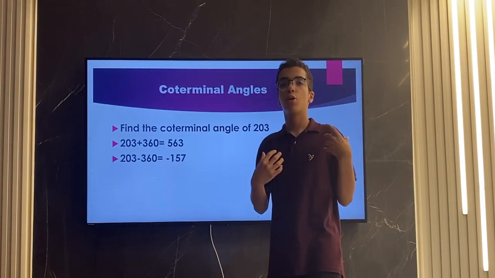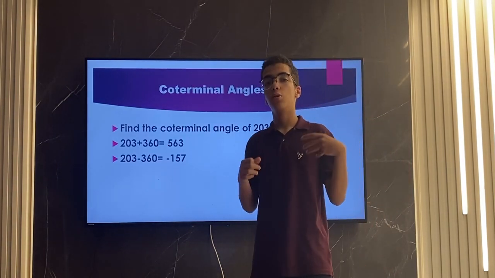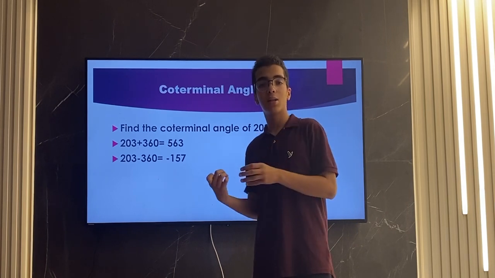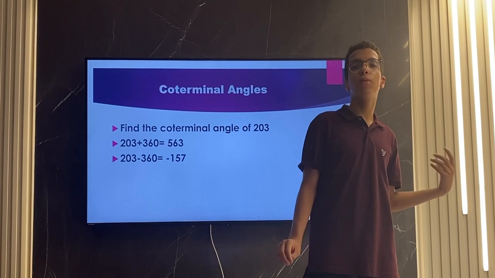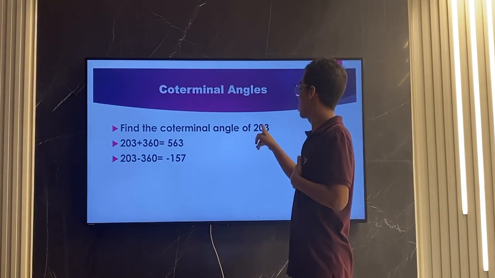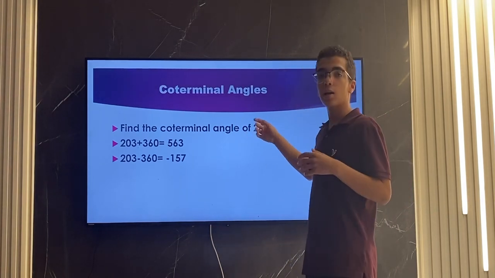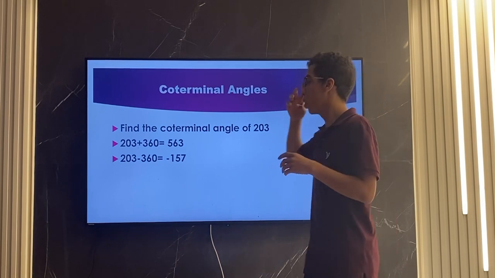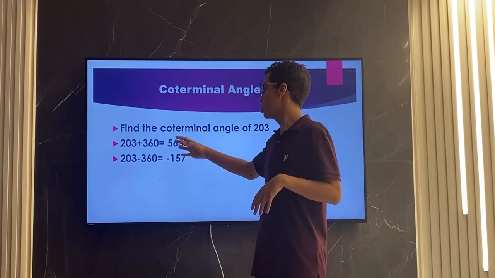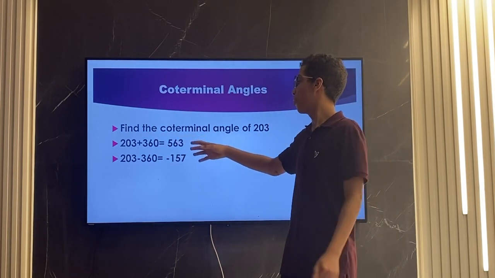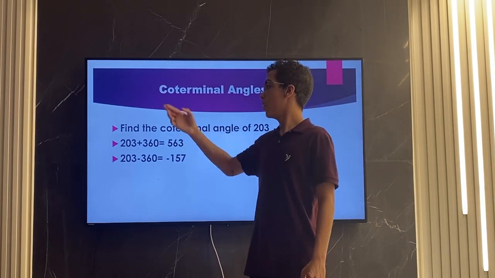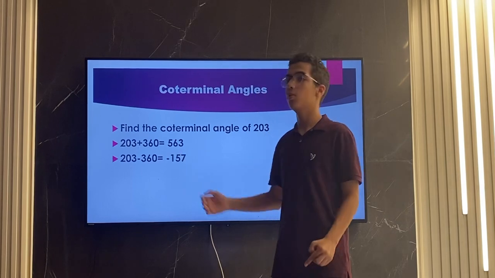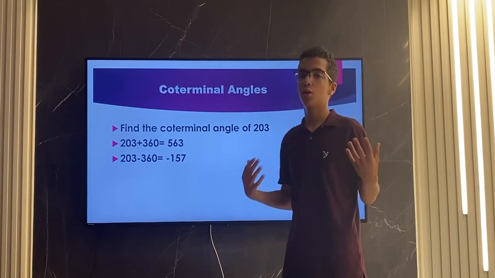Coterminal angle. To find the coterminal angle, we need to add 360 until we have something positive and subtract until we have something negative. So we need to find the coterminal angle of 203 degrees. 203 plus 360 would be equal to 563, which is the positive coterminal angle. And 203 minus 360 would be equal to negative 157.